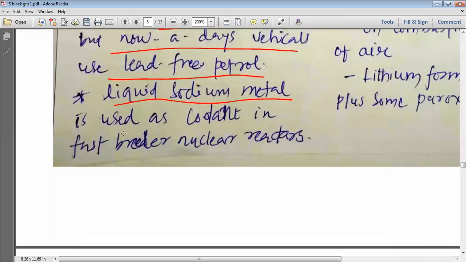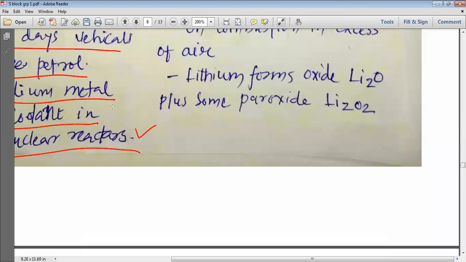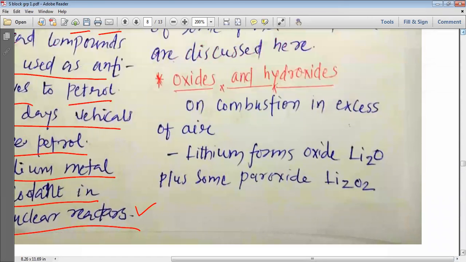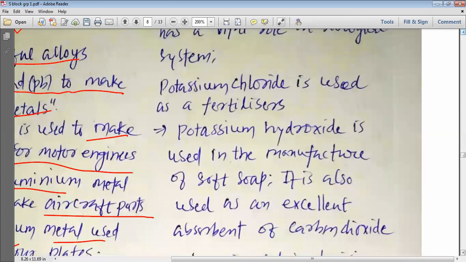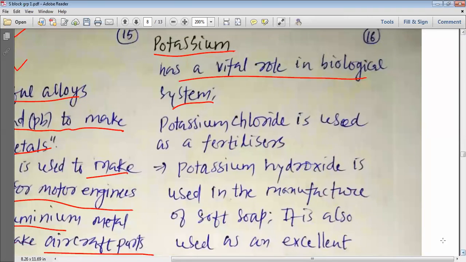Liquid sodium metal is used as a coolant in fast breeder nuclear reactors. So if you have a nuclear reactor where nuclear energy is converted into electrical energy, to cool the nuclear reactor, this lithium sodium alloy is used as a coolant. Now potassium has a vital role in the biological system. You will study about the sodium potassium pump in biology. Potassium chloride is used as a fertilizer.